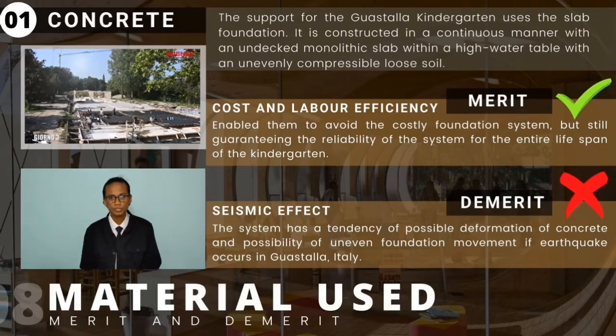When working with a high water table and uneven ground conditions, usually piling is used to provide stable support for such structures. But in Guastalla kindergarten, they managed to obtain a strong foundation by using the slab foundation to withstand and safely transfer load to the ground. The demerit of the material is seismic effect. The kindergarten is constructed in a seismic area which has a high possibility of earthquake activity. Due to the fact that the kindergarten is supported by a large slab foundation, the system has a tendency of possible deformation of concrete and uneven foundation movement if another earthquake occurs in the town.